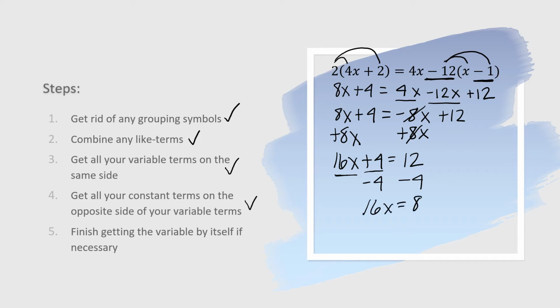And so step number 4 is complete. We have our variable term on one side and we have our constant term on the other side. The last step is just to get the variable by itself. In this case, we still have to do that because we have a 16 in front of the x. And to get rid of that, we divide both sides by 16. And we will get x equals 1/2 if we simplify that fraction all the way down.